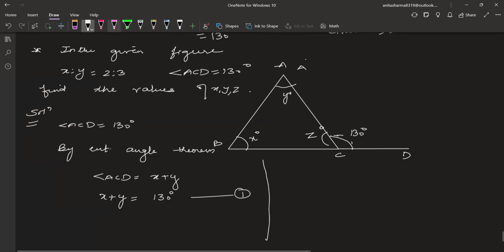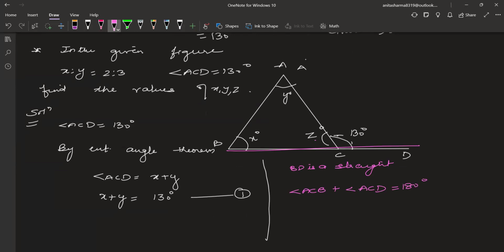Now, see in the second part. This BD is a straight line or not? Yes, ma'am, it's a straight line. So, therefore, the angle Z and 130 will form a linear pair. So angle ACB plus angle ACD will be equal to 180. So the value of angle ACB is equal to 180 minus 130, right? So angle Z will be equal to 50 degrees. Understood, children, this step?